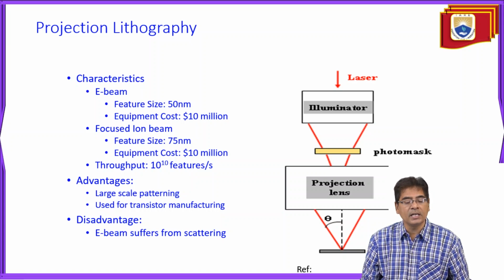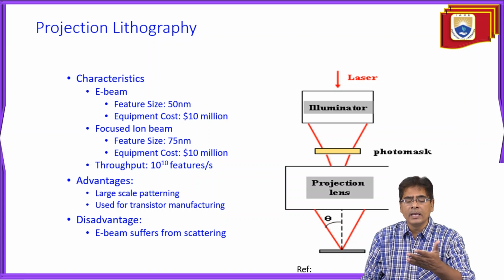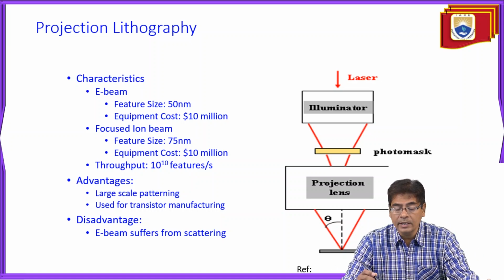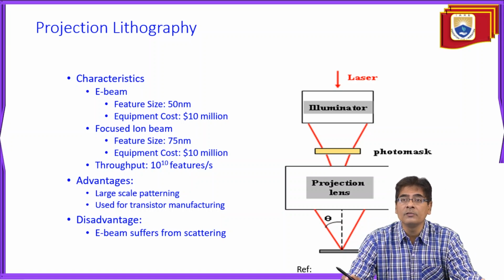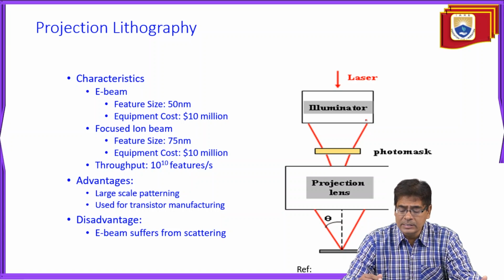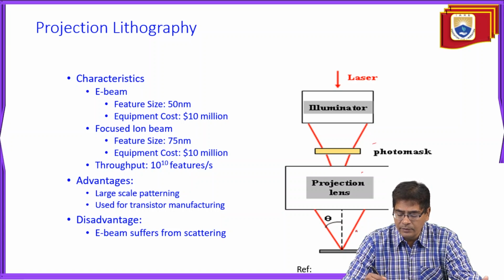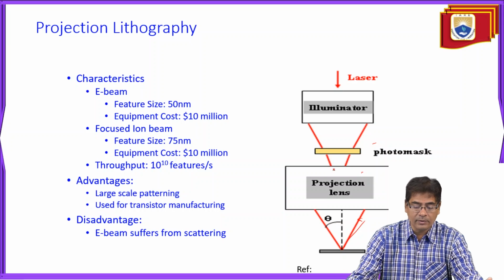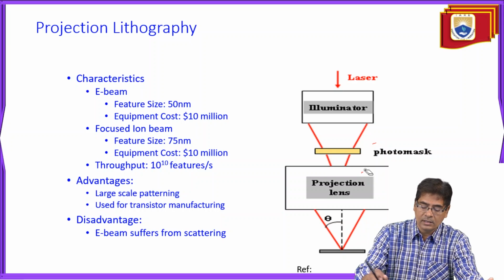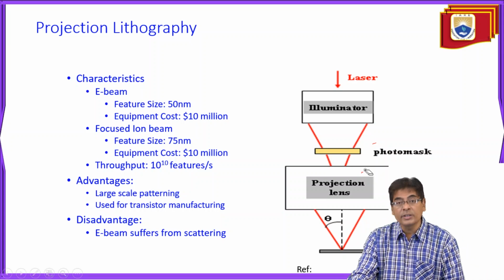So these are the properties we need to understand about projection lithography. We have the illuminator, and the laser source is allowed to fall on this illuminator, then placed on a photomask and projecting lens, where we can get the wafers, right? So this is regarding projection lithography.